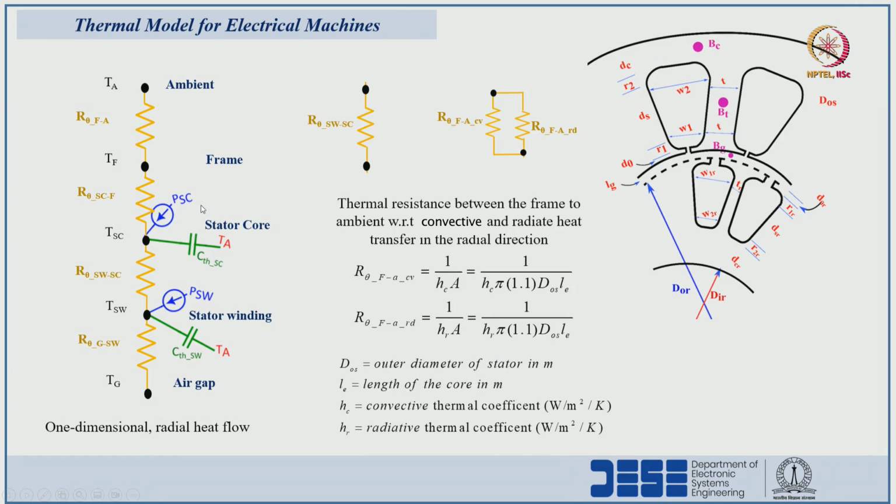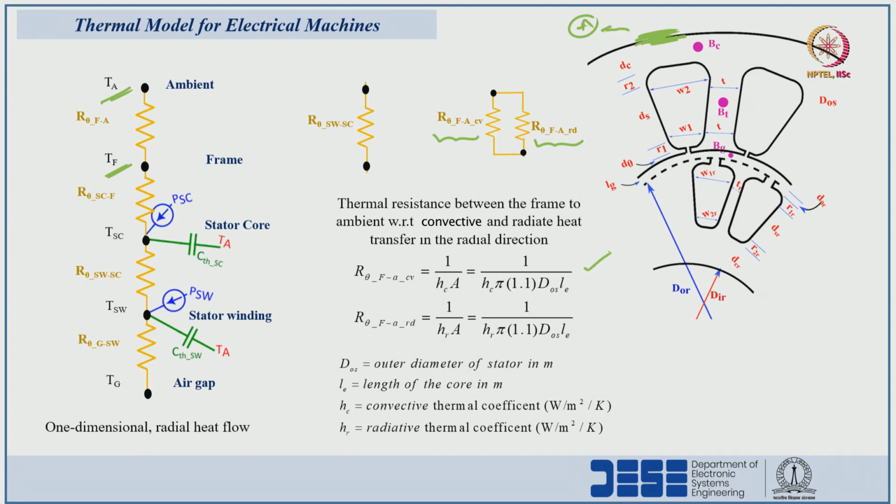And the thermal resistance between the frame and ambient. So, this is the frame. To the ambient, heat is flowing by convection as well as radiation. So, from the stator machine frame to ambient, with respect to convection it is the convective thermal resistance, and with respect to radiation it is the radiative or radiation based thermal resistance.